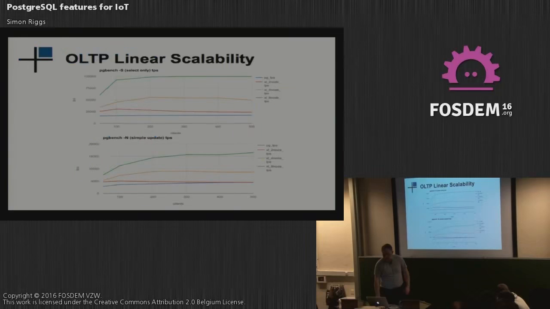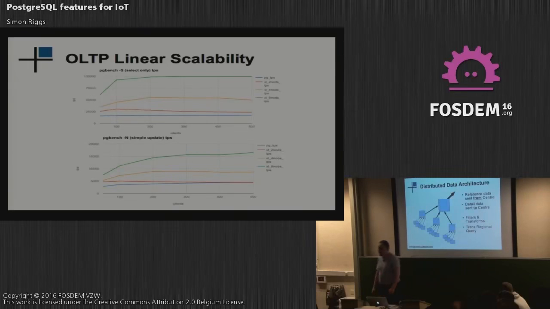We've done that test at 16 nodes at the moment, and we think there's no particular reason why we can't go to 32 and 64, but we're just working our way up at the moment.